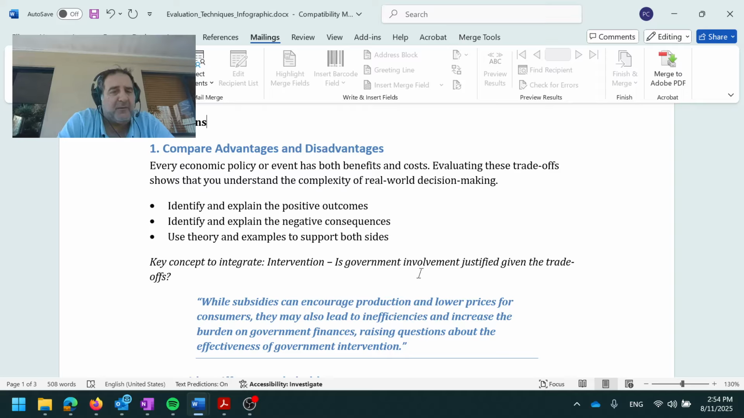As it says there, identify and explain the positive outcomes, any negative consequences, and of course then use theory and examples to support both sides of the argument. Now I've got written there key concept. I think our thinking is changing around this. Once upon a time, we would say to you, no need to drag in a key concept. I think now there is scope to bring it in. So any one of those 9 key concepts which you think are appropriate or relevant, you could kind of lightly integrate into your response.